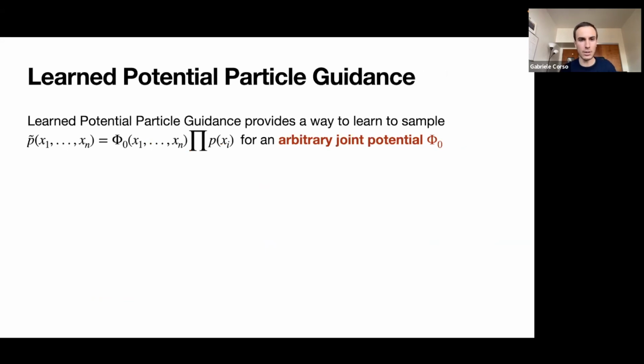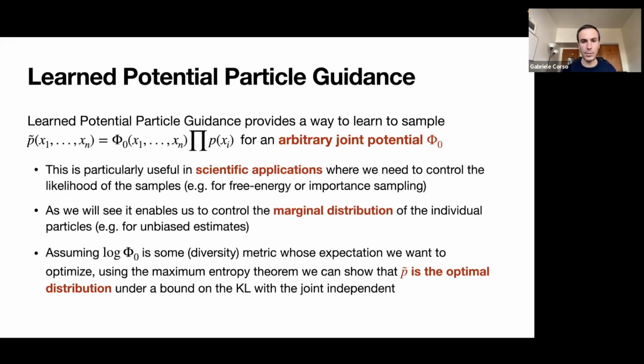As I mentioned, with this fixed potential, we've seen some very nice empirical results. However, it's very hard to reason about the joint distribution that this model is learning, and in that sense, it's hard to argue about the global optimality of what we're doing. So instead, here we look at learned potential particle guidance, where by learning data-dependent potentials that really depend on the probability distribution, we can argue something about the optimality, and we can control for different things.